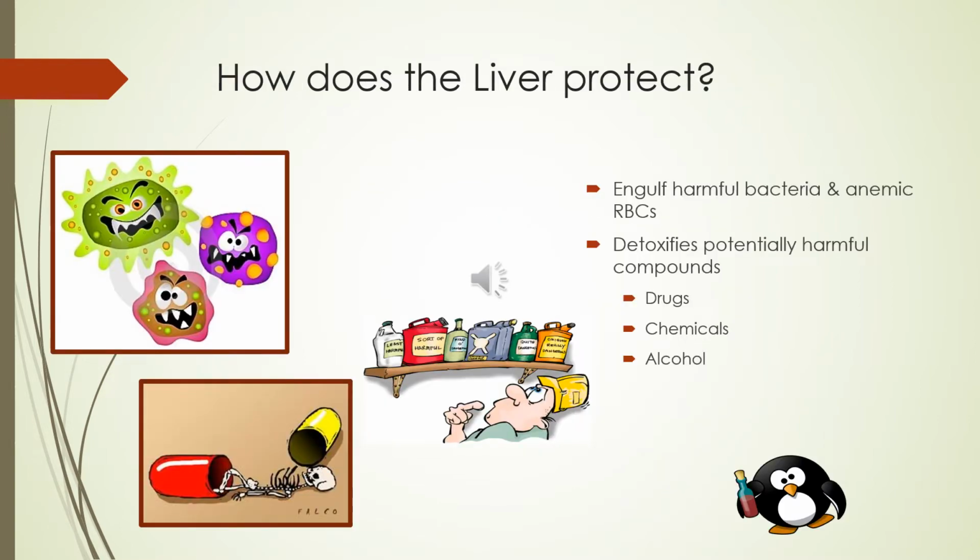One of the major functions of the liver is protection of our body. It engulfs harmful bacteria that cause our infections. It also engulfs anemic red blood cells, or the red blood cells that are not carrying enough oxygen to help with tissue perfusion. Also, the liver will detoxify potentially harmful compounds such as drugs, chemicals, and alcohol, and that's why it's so important for our liver to be a functioning liver.